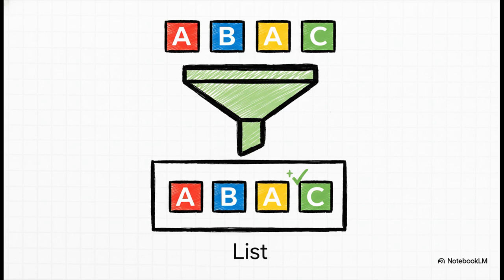First, you've got a regular list. You add A, then B, then you try to add A again, and then you add C. The list just says, sure, no problem, and you end up with 2 A's in there.